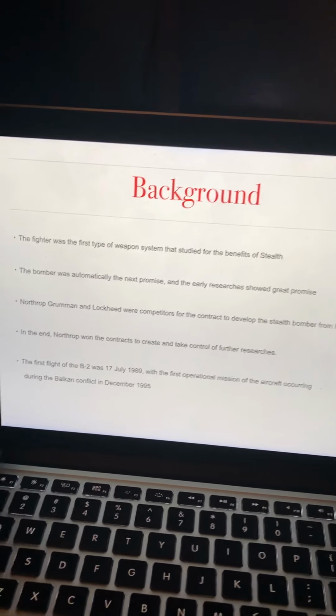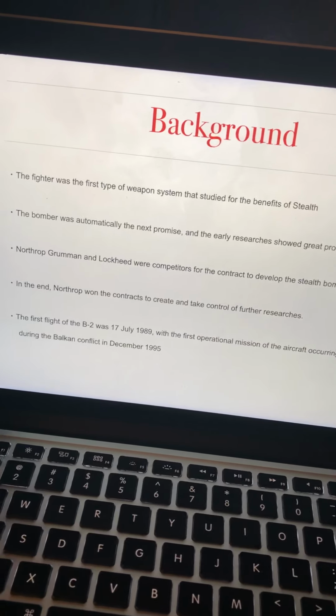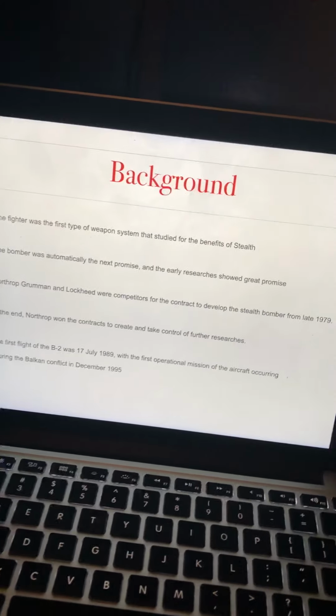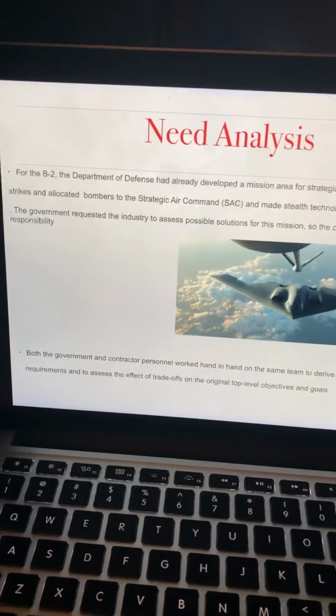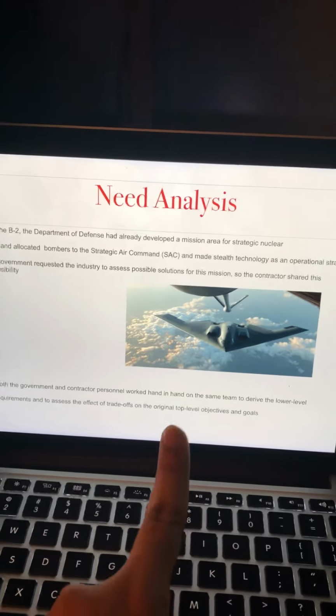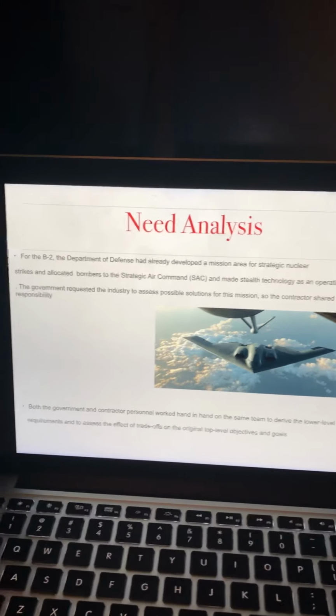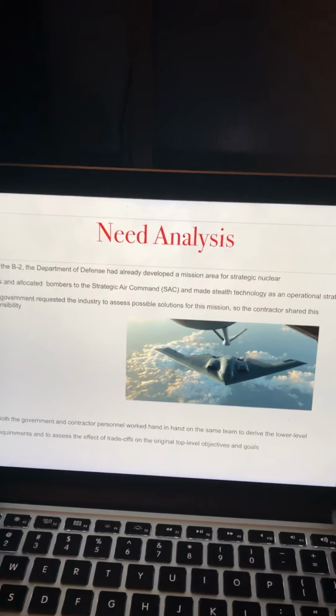with the first operational mission of the aircraft happening in the Balkan conflict in December 1985. So, the need analysis. As you can see, that's a picture of the B-2 aircraft taken from an aircraft above.